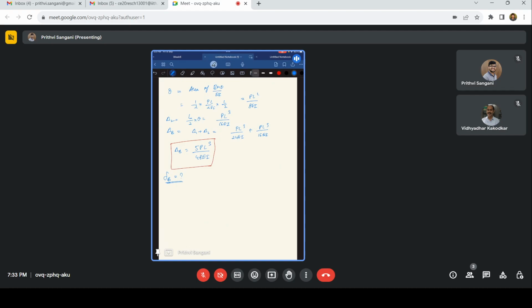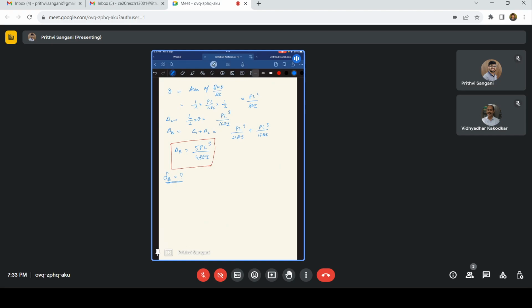In this case, delta B is in the downward direction, and theta B is in the clockwise direction. Fine. So let me take up the second one, that is beam 2.